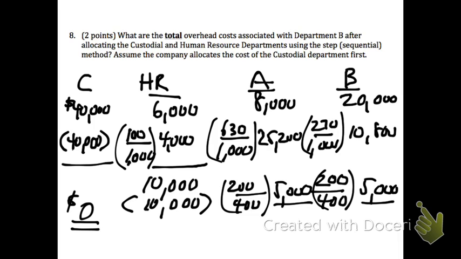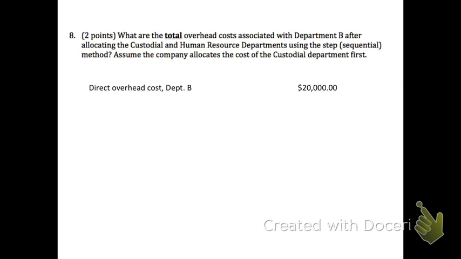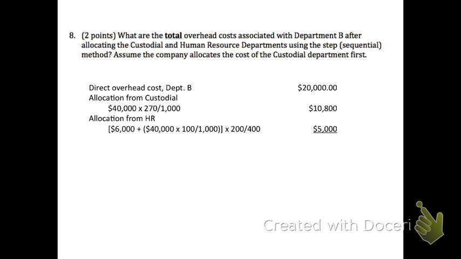So the total cost, again, the question was asking for the total cost in Department B after allocating using the step method. I add up all three of these numbers and I get 35,800. That's a zero balance in the service departments. And so that was the answer to number 8. And again, it's the same solution, just presented a different way.